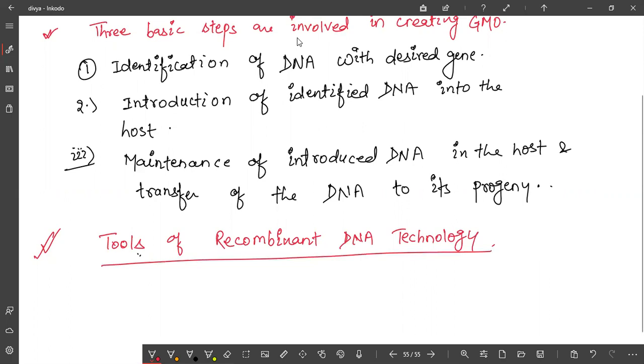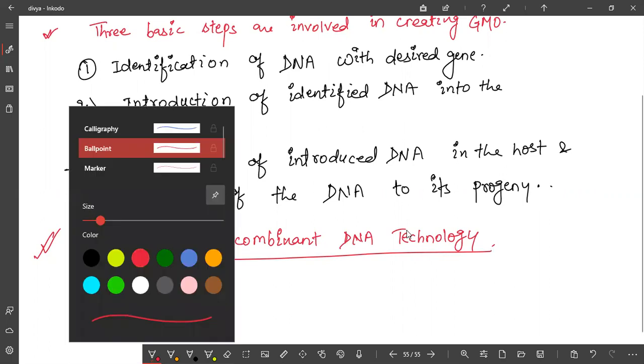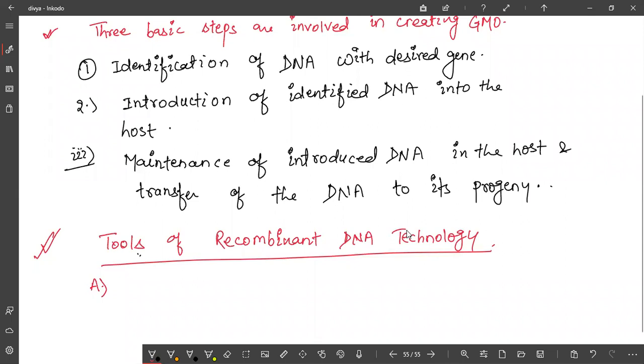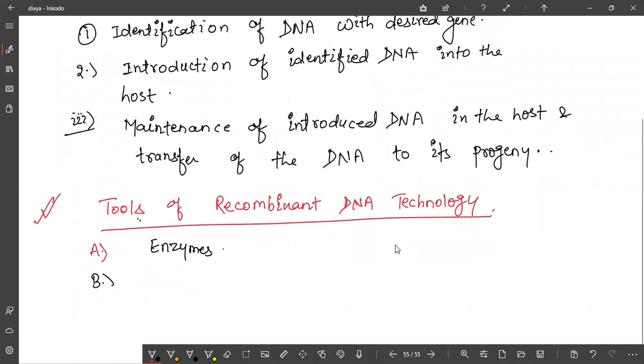So what are the tools that are required for recombinant DNA technology? Firstly, you have studied that for cutting and pasting, enzymes are required. So enzyme is also a tool. Next, what is required? Vector or carrier of DNA. So this is called cloning vector.